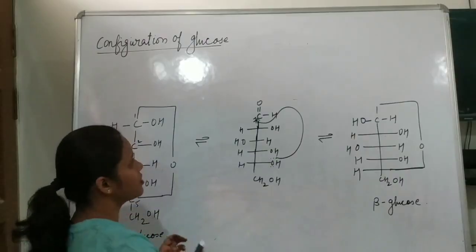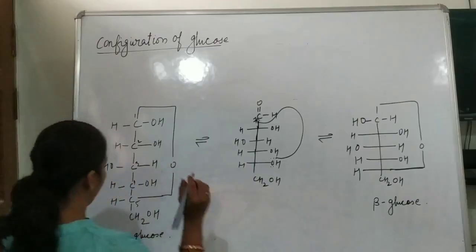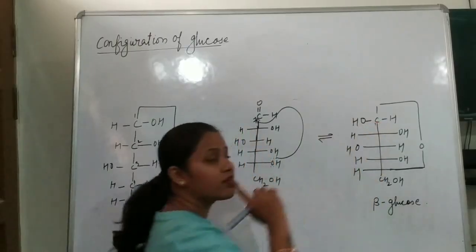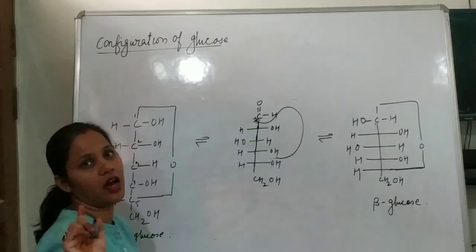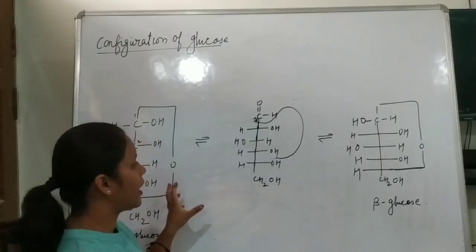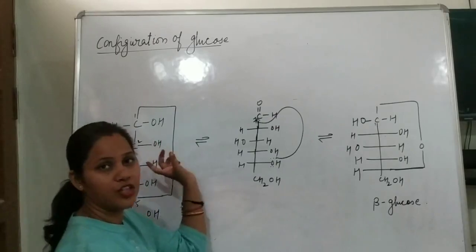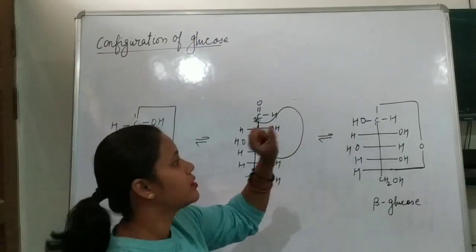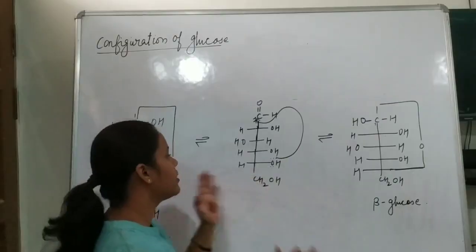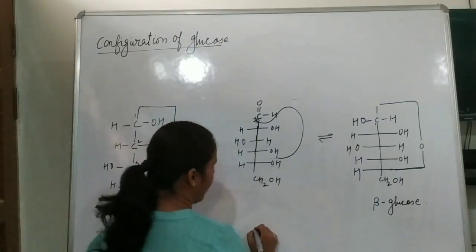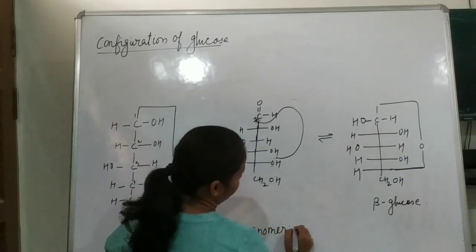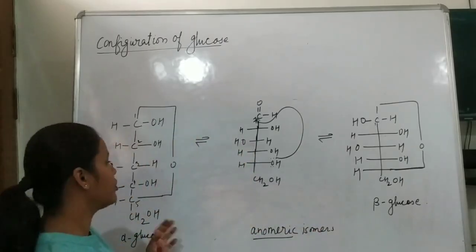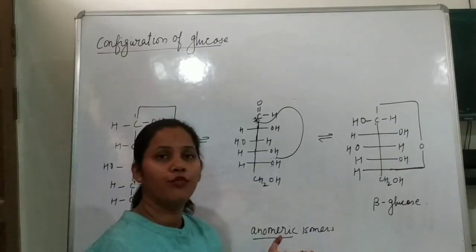How? Now remember this point: the only difference between these two forms is because of the hydroxyl group which is present at the first carbon. So the only difference lies in the configuration of the OH present at the first carbon, and thus these two are known as anomeric forms, or anomeric isomers. A question which is often asked in board exams: what are anomers? So these two are the anomeric forms of glucose.